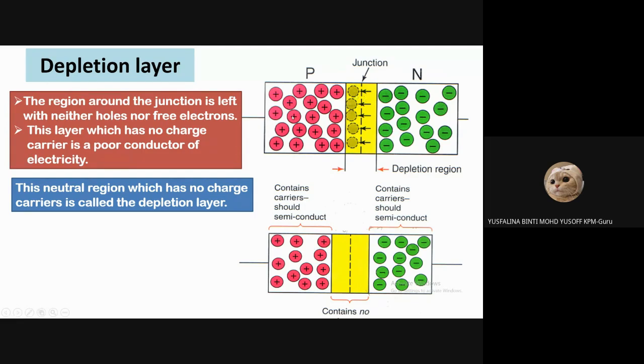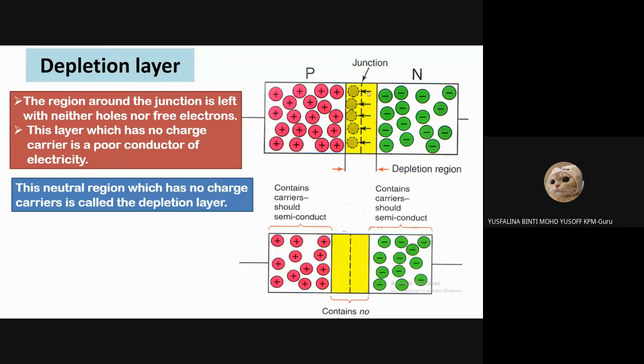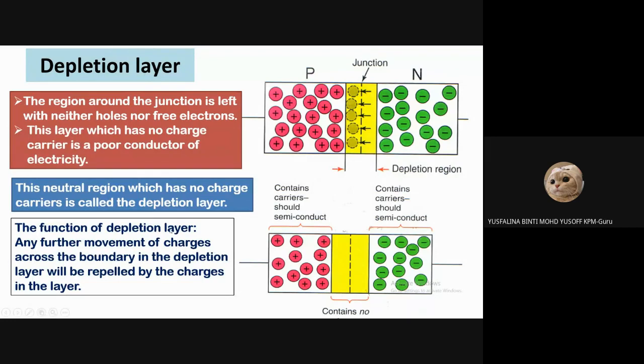Because all of it already jumped, this one jumped here, this one jumped here. So this layer has no charge carrier and is a poor conductor of electricity. This natural region which has no charge carrier is called the depletion layer. This is the p-n junction, the boundary. When they have the holes and the electrons there, this part we call the depletion layer, which has no charge. So what is the function of the depletion layer?